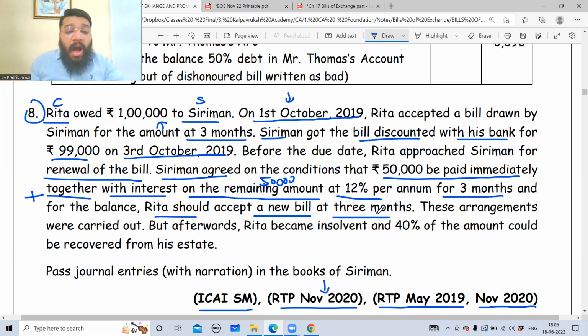But afterwards, Rita became insolvent and 40% of the amount could be recovered from his estate. Rita is his or her? Anyway, what is it for us?